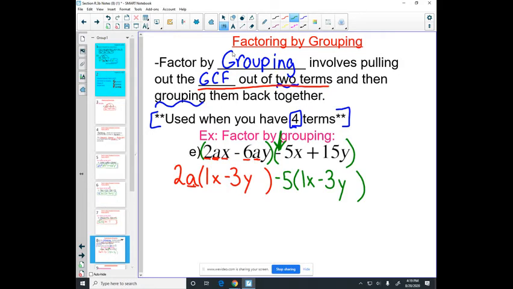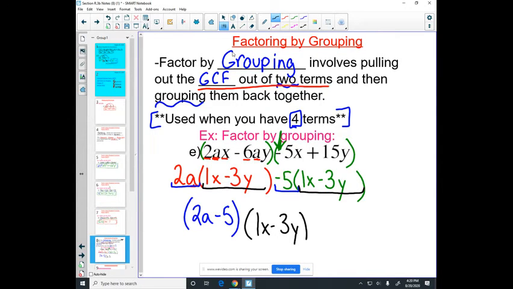Grouping the terms, pull out their GCF. Last step is group them back together. So I'm going to take this outside piece, 2a minus 5, and group them back together. And then take this inside piece, 1x minus 3y, and group those back together as well. And that is our simplified polynomial. So that's how you factor by grouping. Group the first two terms together, pull out their GCF like we did here, and then group those back together. That's what the blue parentheses are.